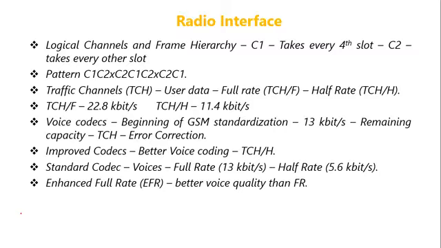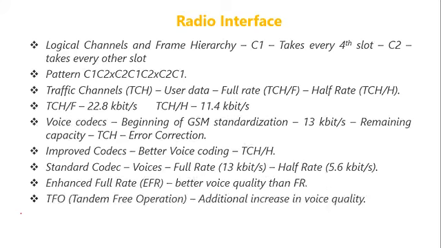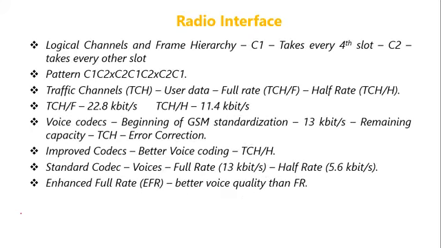So the standard codec for voice for full rate TCH operates at 13 kilobits per second, and for half rate traffic channels, it operates at 5.6 kilobits per second. So obviously 5.6 means less, so its quality decreases. A newer codec, which is an enhanced full rate codec, provides better voice quality than full rate, as long as the transmission error is low.